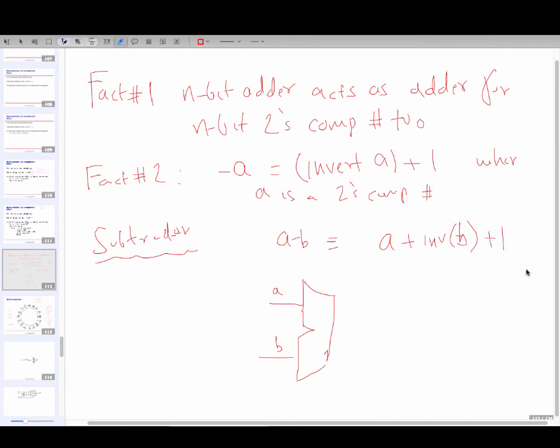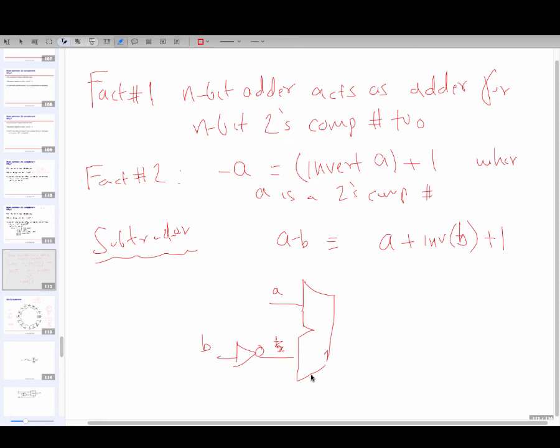What gate lets me invert a number? A NOT gate certainly does, right? So let's say I only wanted a subtractor. Instead of feeding B directly, I can put a NOT gate on B. And I want to add 1 to this also.